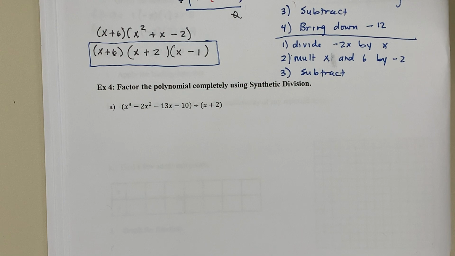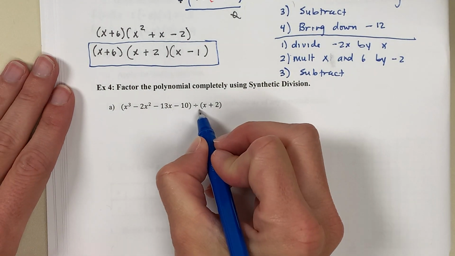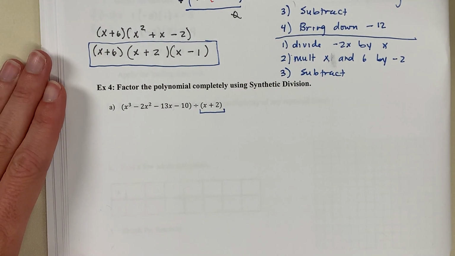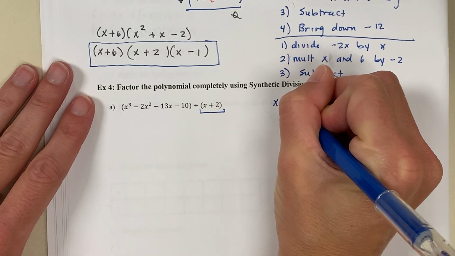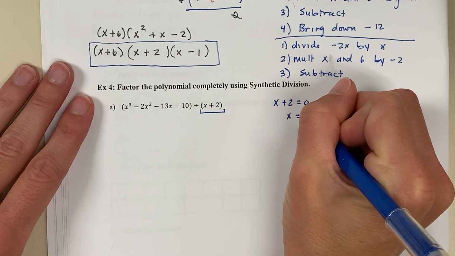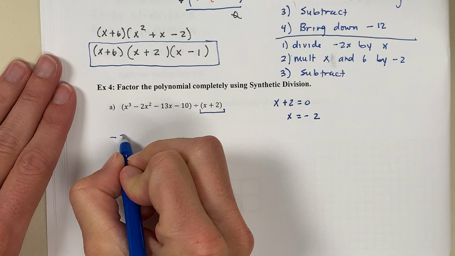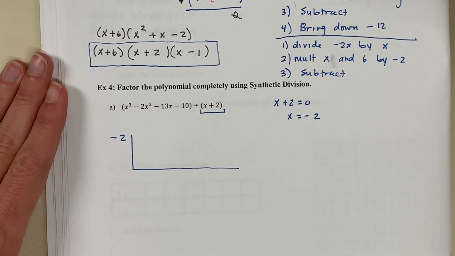Now, when we use synthetic division, the first thing I need to do is take my linear factor, set it equal to 0, and solve. So I'm going to set x plus 2 equal to 0, and if I solve this, I know x equals negative 2. Negative 2 is the number I'm going to use to complete the synthetic division.